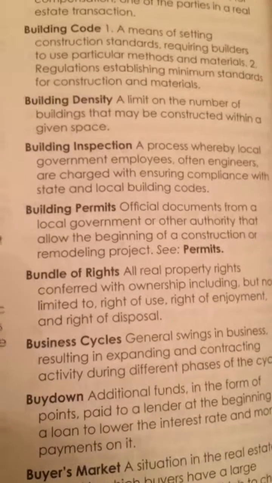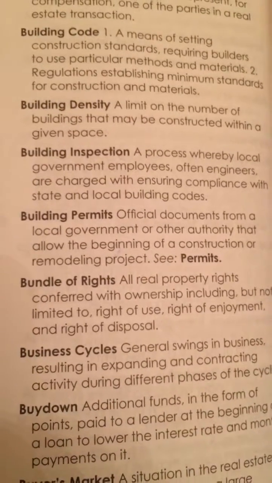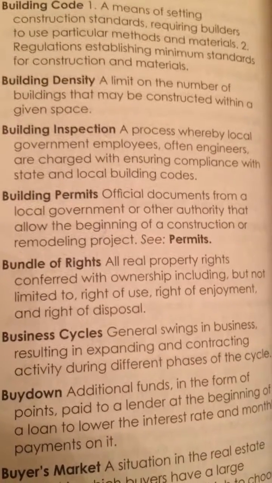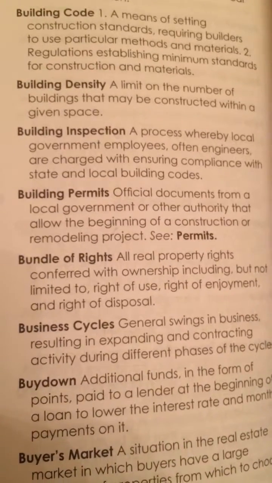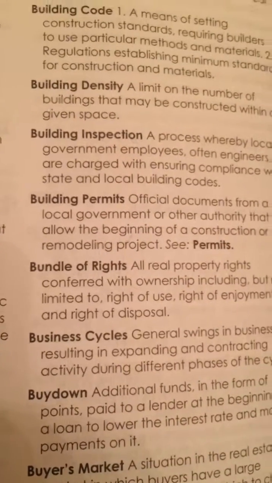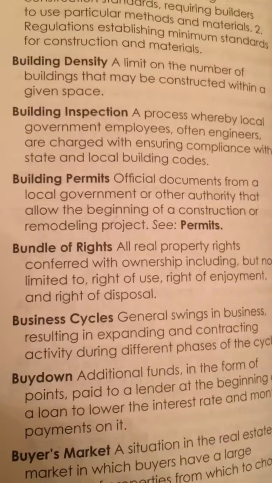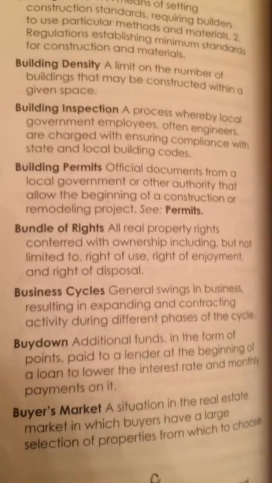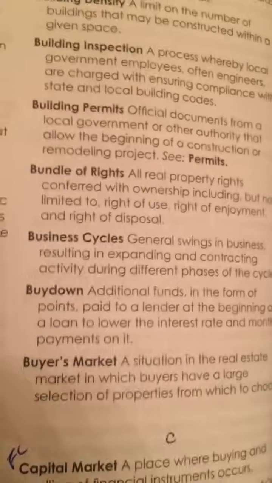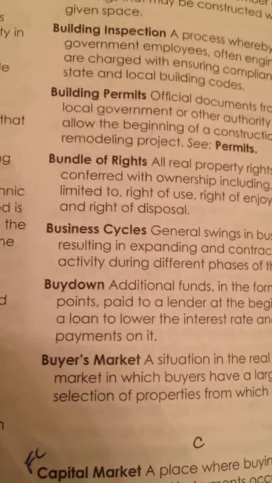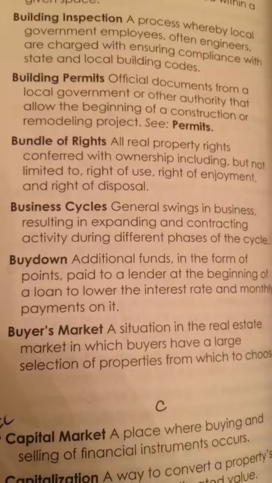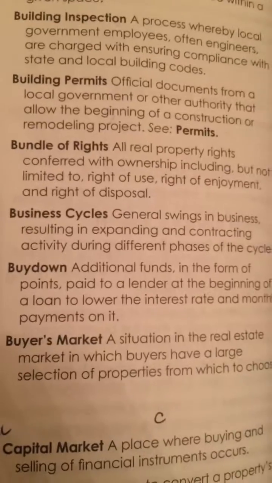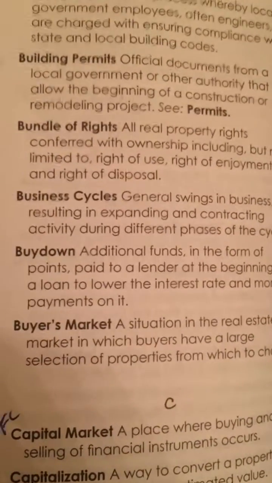Building inspection. A process whereby local government employees, often engineers, are charged with ensuring compliance with state and local building codes. Building permits. Official documents from a local government or other authority that allow the beginning of a construction or remodeling project. See permits. Bundle of rights. All real property rights conferred with ownership, including, but not limited to, right of use, right of enjoyment, and right of disposal.